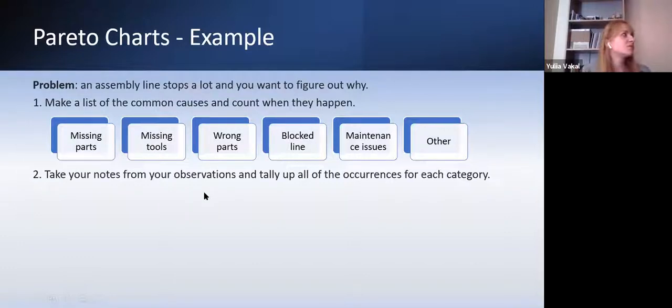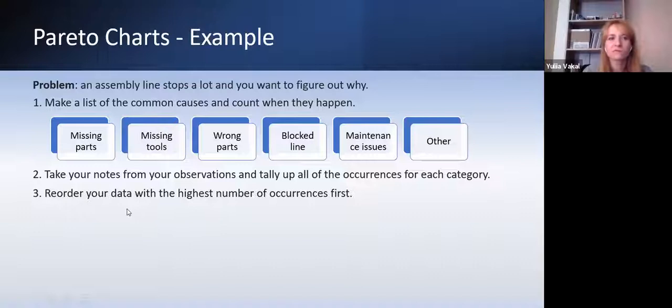Okay, then we will need to do observations. In this case, because we know that something is happening, but we don't know what. So we'll need to do this observation, we will need to do this investigation and count basically how many times these causes, which we just defined, we observe.